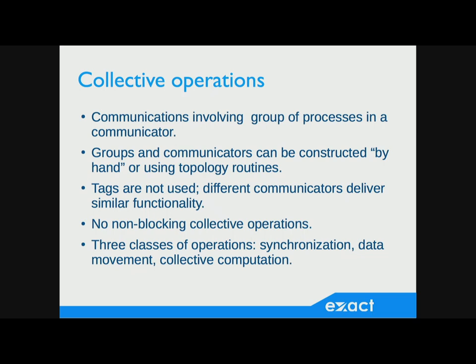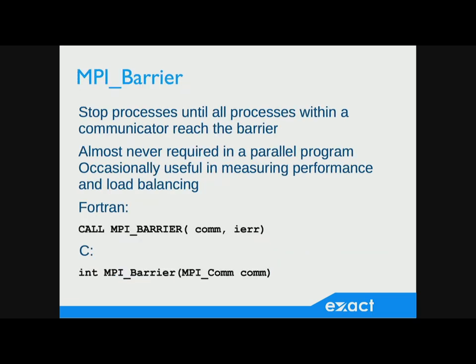There are no non-blocking collective operations. They are all blocking. So once you call a collective operation, everybody should reach this place. And this is again very useful to check whether you made a mistake. Call a barrier. It's quite expensive if the code is unbalanced, but it's quite nice to see that everybody arrives at that particular point in the workflow. We have three classes of operation: synchronization, data movement, and collective computation.